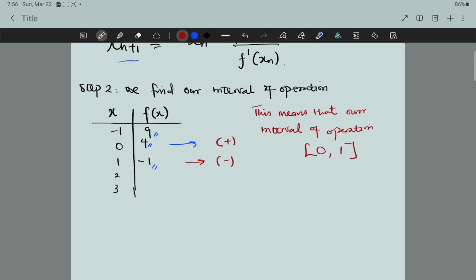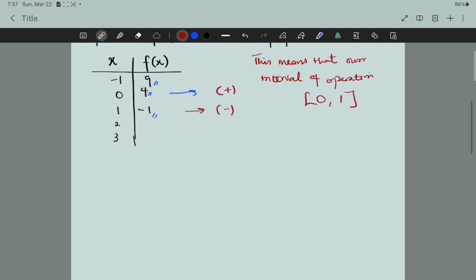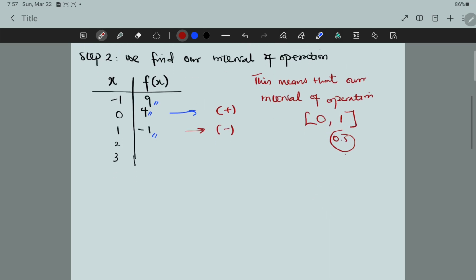So now that we have been able to do that, I can decide to choose a figure between 0 and 1. What are the figures between 0 and 1? I have 0, 0.1, 0.2, 0.3, 0.4, 0.5, 0.6, until I get to 1. So I begin to pick any number of my choice. I want to pick the middle, 0.5. Do you understand? So now I say step 3.